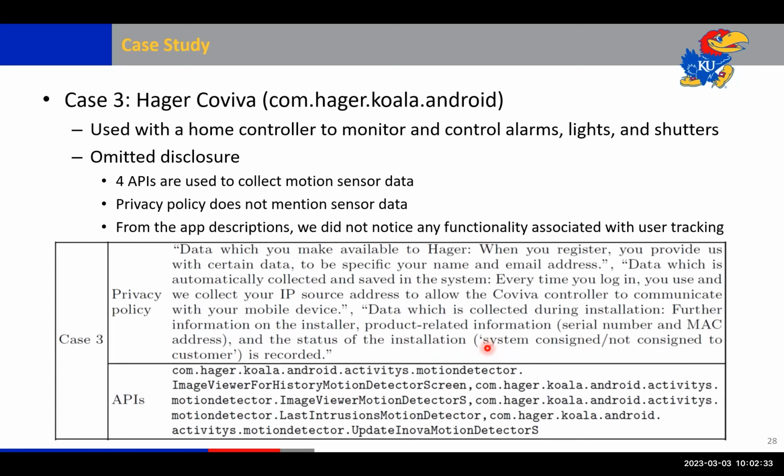Another case study was done for this app, which is used to monitor alarms, lights, and shutters in your home. There are APIs that we found from code analysis that were collecting motion sensor data, but from the privacy policy and app description, we did not find any functionality associated with that. So they did not disclose that they were capturing motion data, but they were.